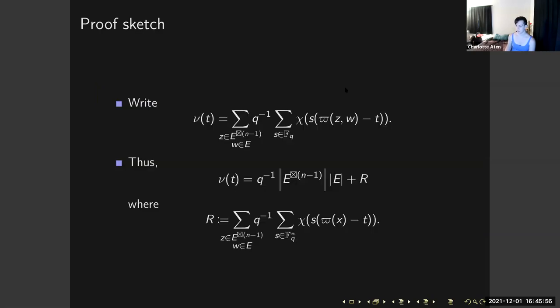But okay, so what's the idea? Remember that this nu of t, this was the size of the level set for t that I had defined before. And so applying the Fourier transform, we can see that the size of the set is actually this, where this chi is some non-trivial additive character over F_q.